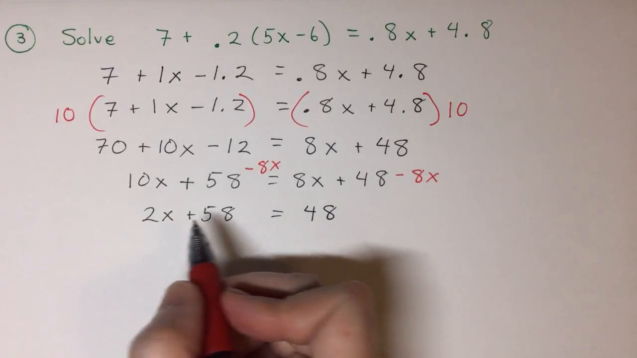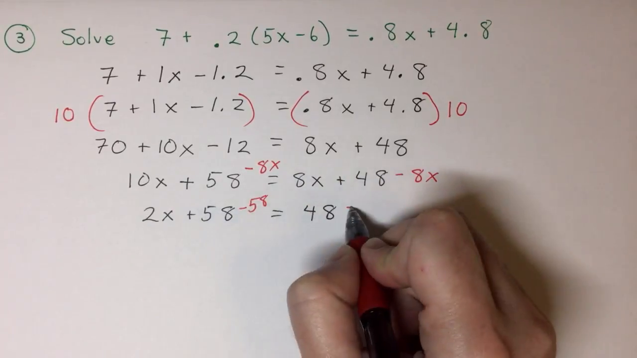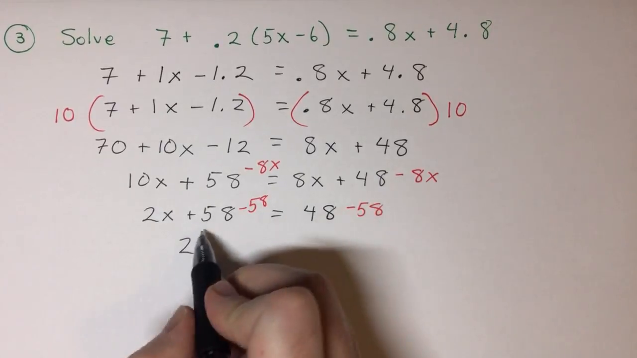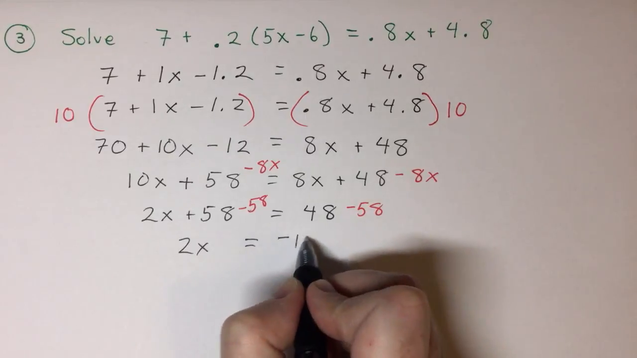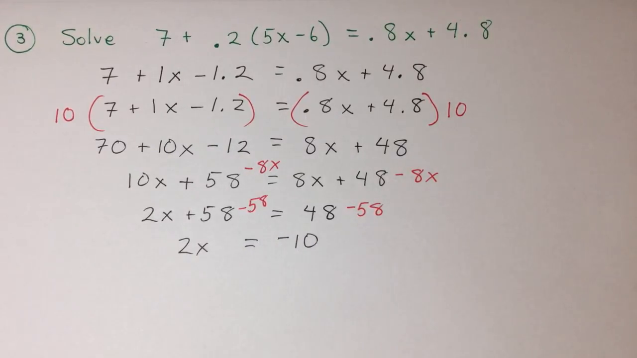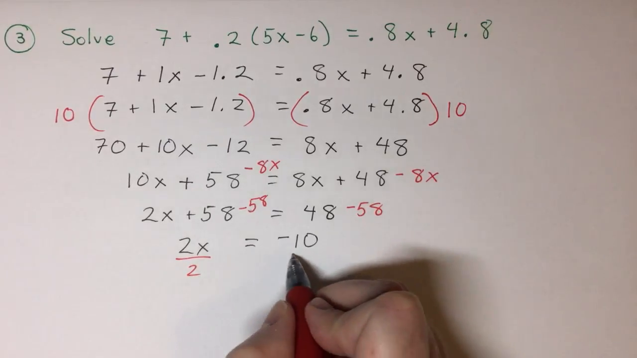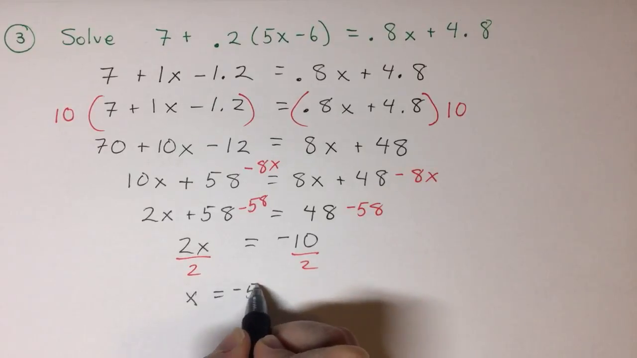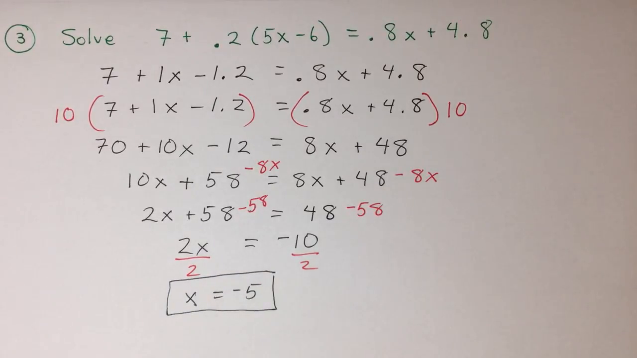Variables on one side, I need my constants on the other. So to get rid of the plus 58, I subtract 58 on both sides. 58 minus 58 is 0. 48 minus 58 is negative 10. Get rid of the 2, it's stuck by multiplication, so undo by division. And we get the solution, x is negative 5.